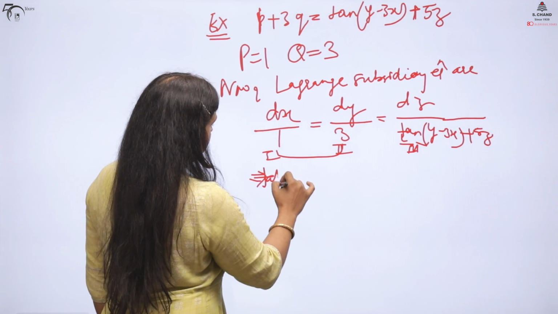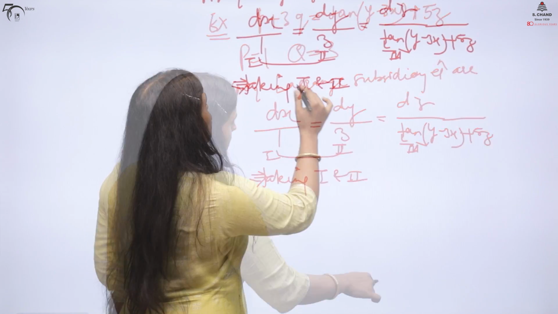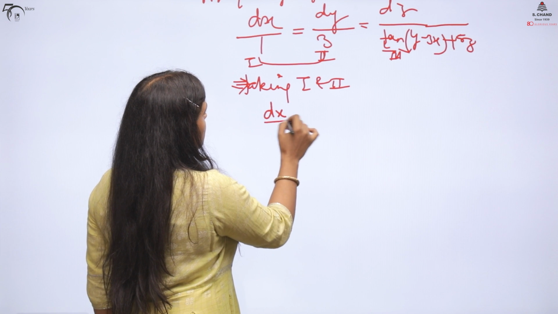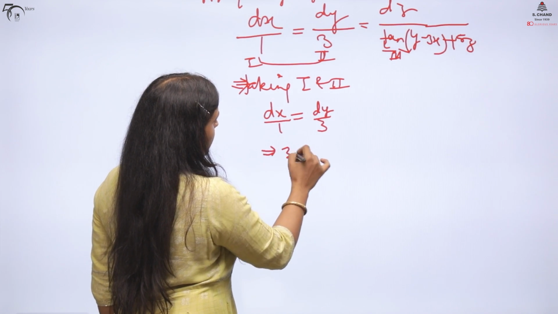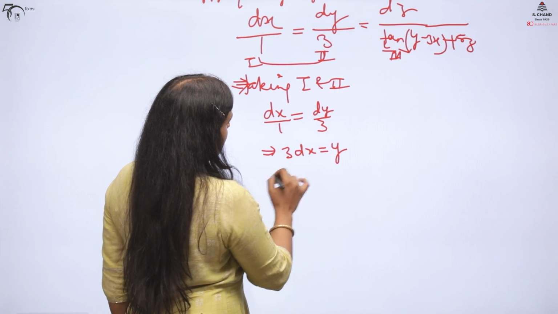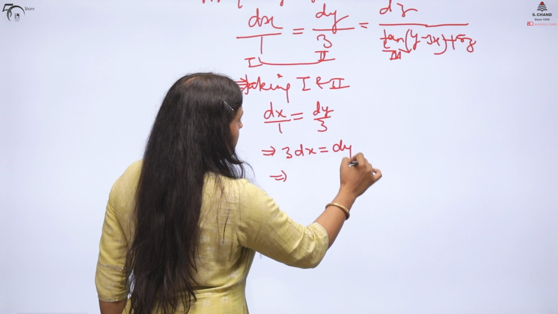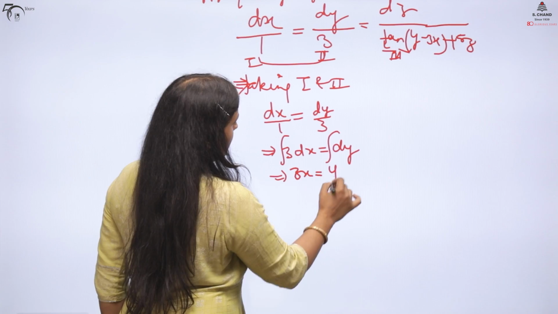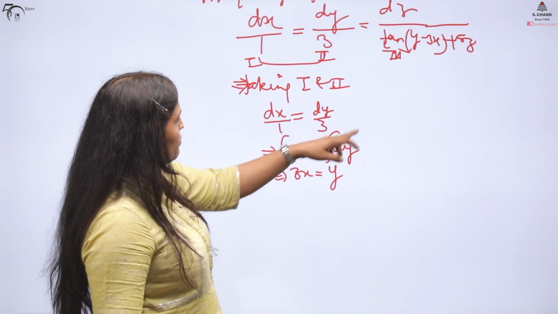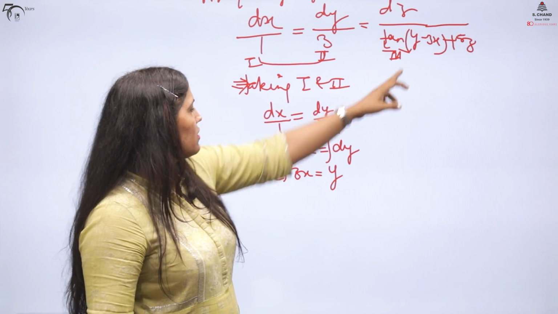So taking first and second, my first is this, second is this, cross multiply, otherwise this 3 will create a problem. So this is giving me dy. So this is my dy, integrate. So this is 3x, this is y. Now if you see 3x and y, you should observe your question very carefully.